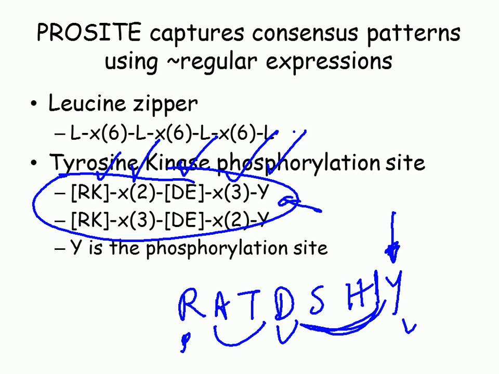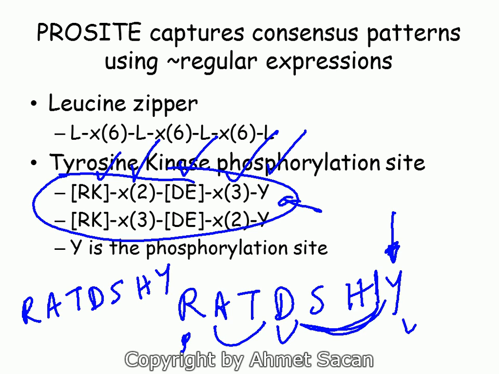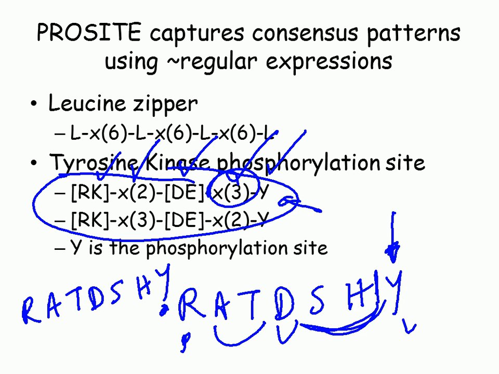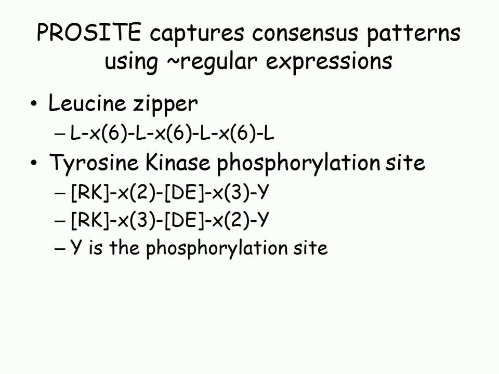Okay? The mistake that I made: if you had read the S H Y, you couldn't really say this is a tyrosine kinase phosphorylation site because you only have two amino acids here, whereas the profile tells you that you should have three. Okay. All right. There are tools online that will check your protein of interest and tell you which profiles match with your protein.